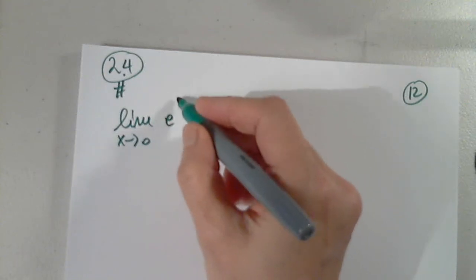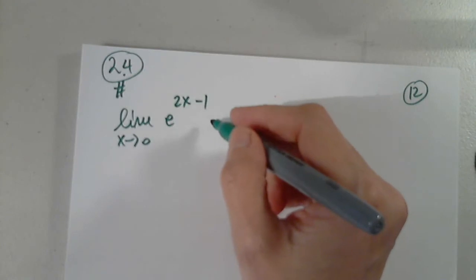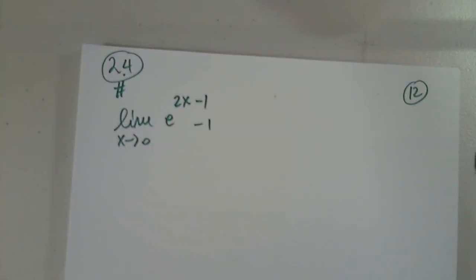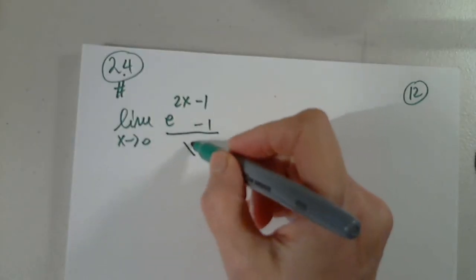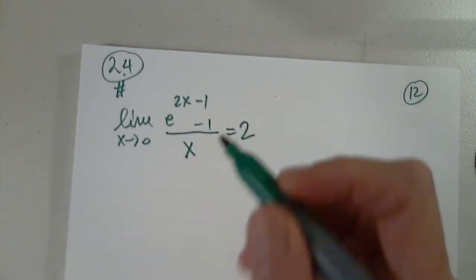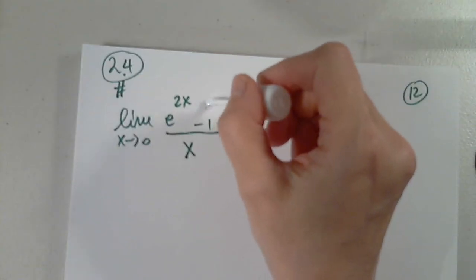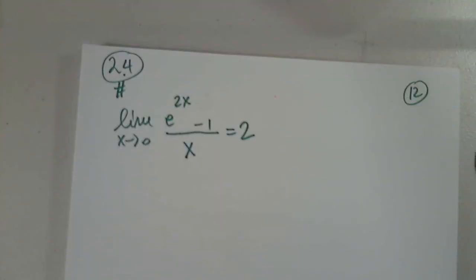e raised to the 2x minus 1 over x equals 2? Oh no, minus 1 not in the exponent. Yeah, and then over x equals 2. Okay. And we're supposed to use e to the 2x minus 1. Yeah, sorry. No, it's not your fault. I should have waited to see what you wanted me to write.